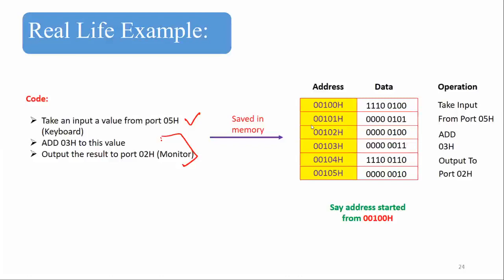What we will do is take an input from port 05H, that is the keyboard, and we add a value to that value that we have taken from the keyboard, and after adding we will show the output in the monitor. So how the CPU works here: these 2 codes are for taking the input from port 05H, these 2 are for adding 03H to that value, and these 2 are for showing the output to port 02H. We'll just show the things related to taking input from the port, how that works.